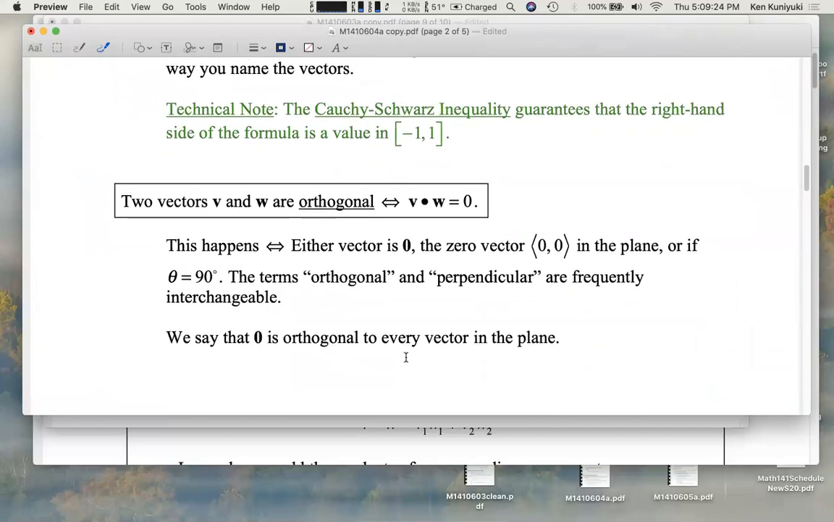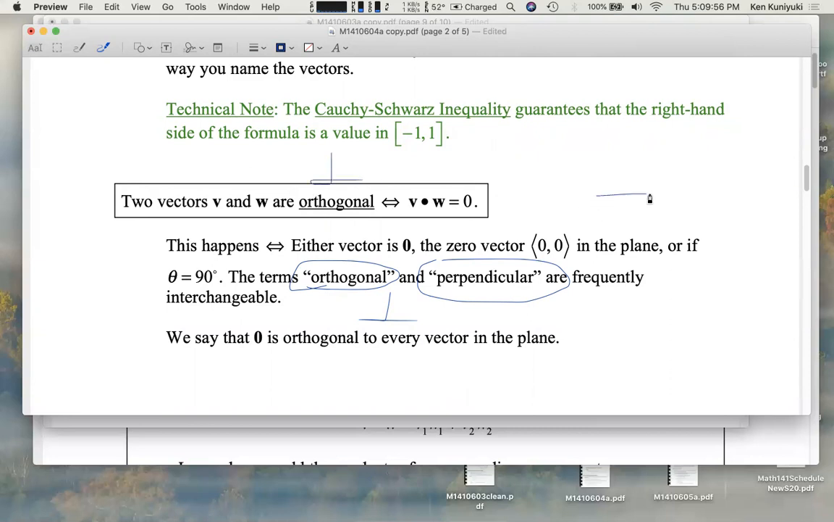A great fact. Two vectors, v and w, are orthogonal. I know that's a tough-looking word, but when you see orthogonal, think perpendicular. Orthogonal is a fancy way of saying perpendicular. They're frequently interchangeable. But bear in mind that in Math 254, linear algebra, you're going to define inner products in such a way that you can talk about polynomials being orthogonal. That's kind of mind-blowing. But for right now, geometrically, think of orthogonal as meaning perpendicular.